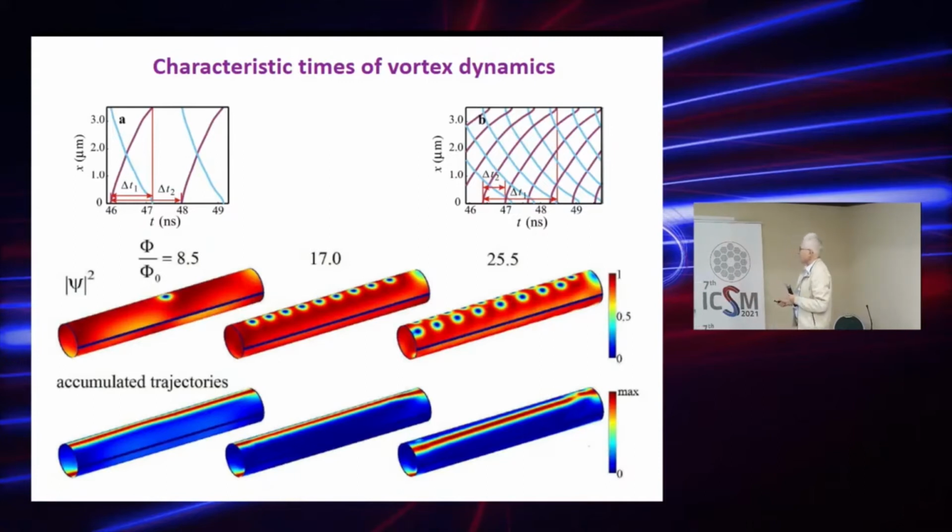Okay, these are typical times which occur here. You see, this is the time between two consecutive instances of nucleation of a vortex at a certain place. And this is the time of flight, if you like. How long does it take for one vortex to reach another edge of the tube in order to denucleate?